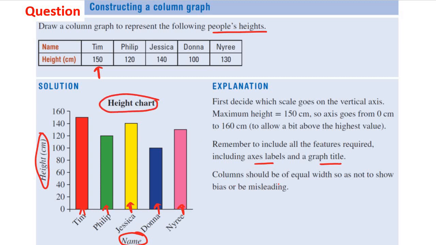Now columns must be of equal width so as not to show bias or it will be misleading, and also there are gaps in between. Okay, so this is how we draw this column graph.